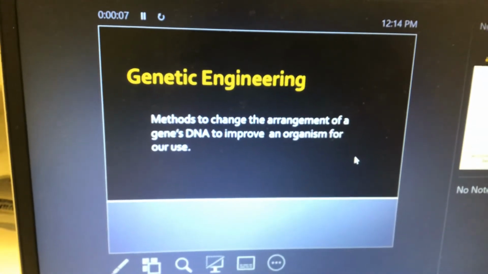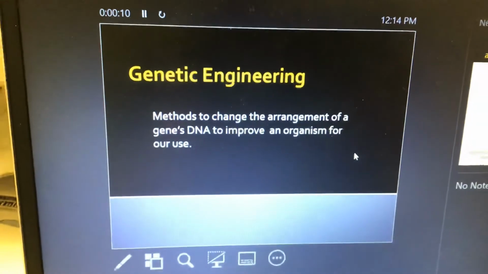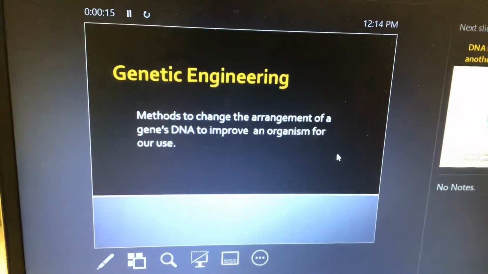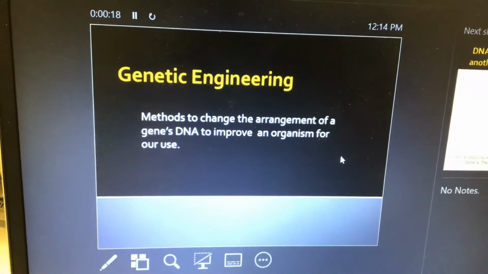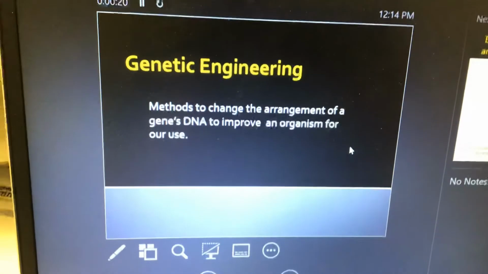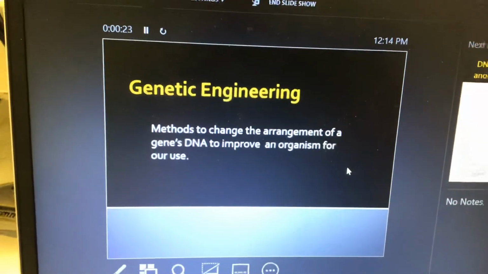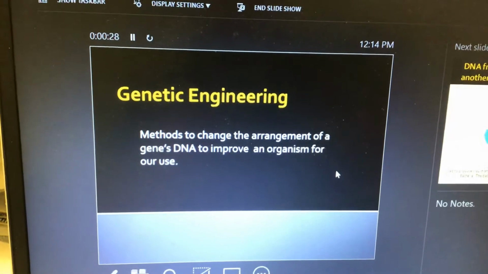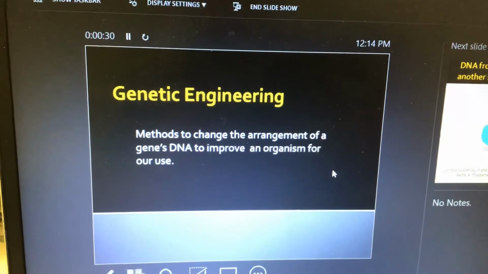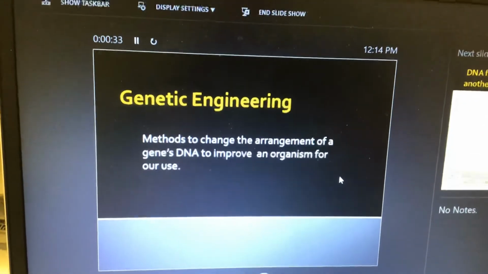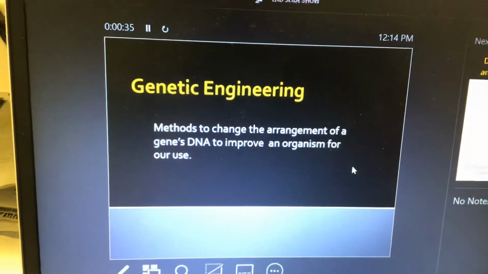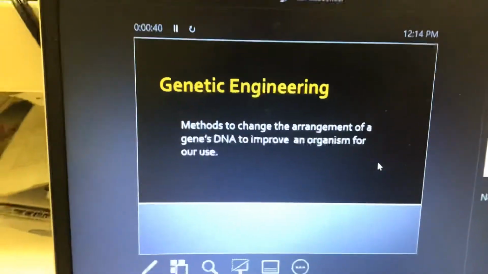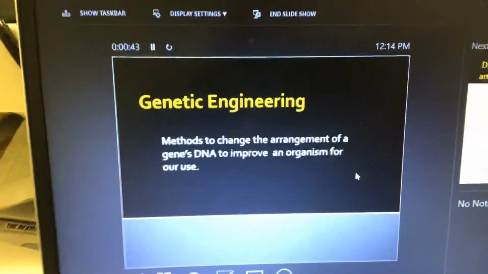Today we're going to talk about genetic engineering. So your heading can be genetic engineering, and go ahead and write down that definition. Methods to change the arrangement of a gene's DNA to improve an organism for our use. So, changing the genetics of something to help us out.